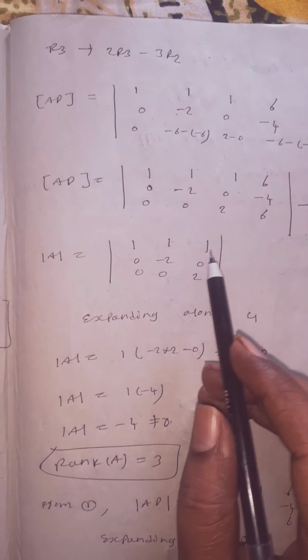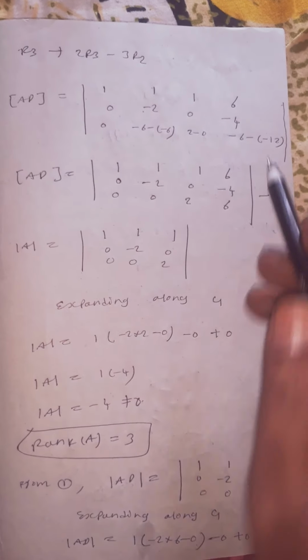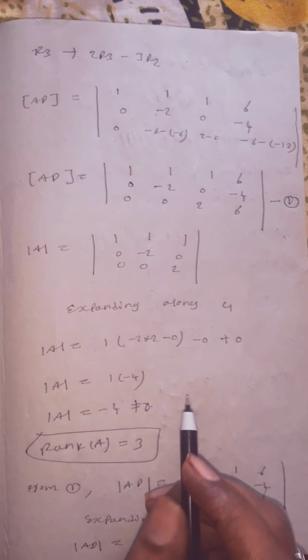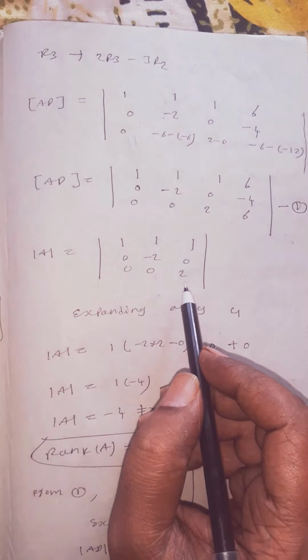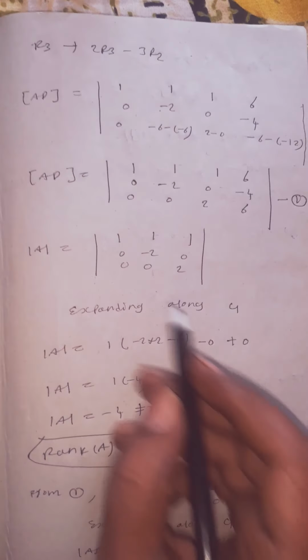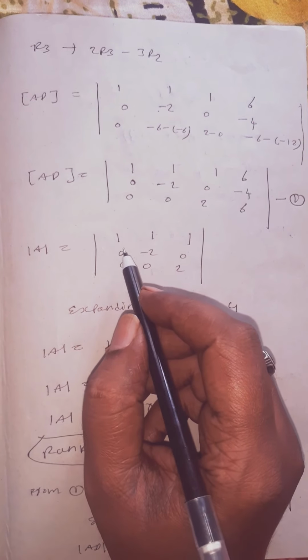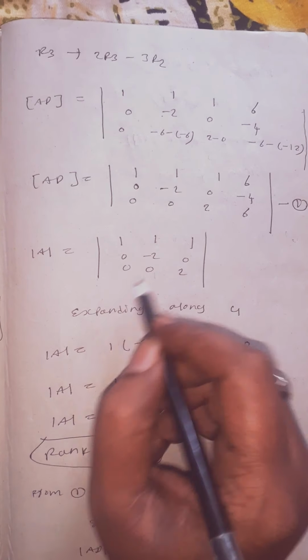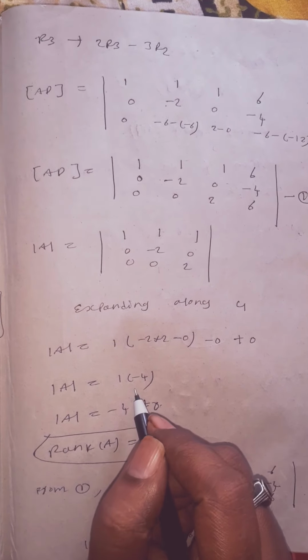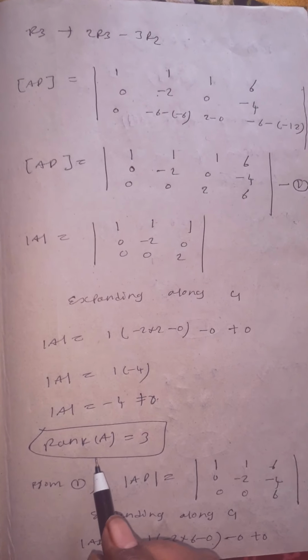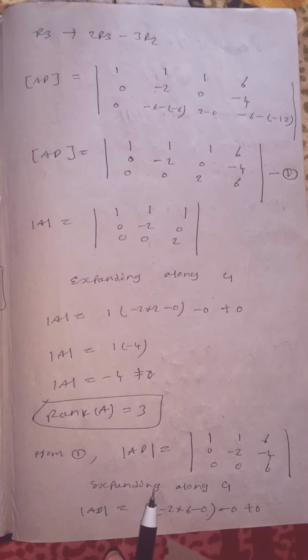So now find the determinant of A. Don't write the fourth column. So expand along C1. So here 1 into 2 into 2 minus 0. Expanding along C1 means 0 into something is 0, again 0 into something is 0. So 1 into minus 2 into 2 is minus 4. Minus 4 is not equal to 0. So the rank of A is equal to 3.